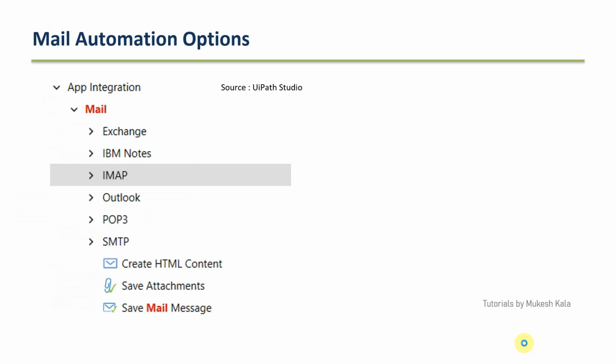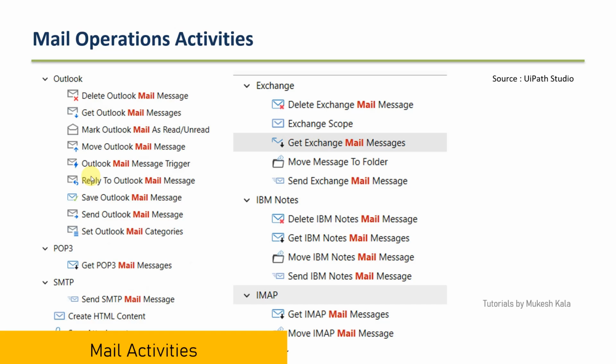Coming back to the presentation, once we add the email dependencies, you would notice that I have different options available. We can use Exchange, IBM Notes, IMAP, Outlook, POP3 and SMTP. We separately have activities to save the emails and save the attachment as well. Now, today we are going to explore the IMAP bit. Now, if you see, all of these are collapsed. If you click on this button, it will expand further to something like this. These are all the activities which are available.